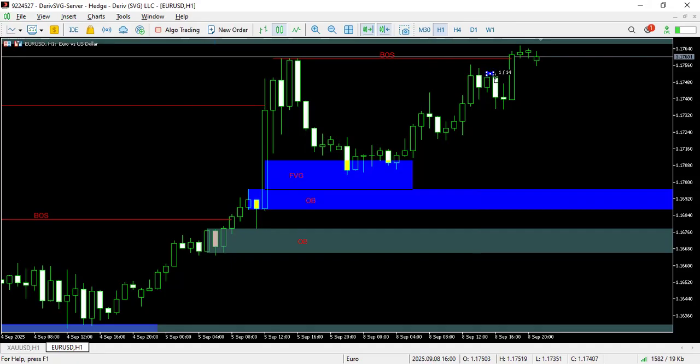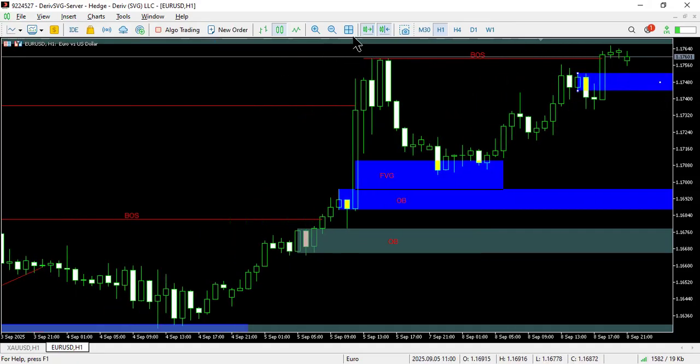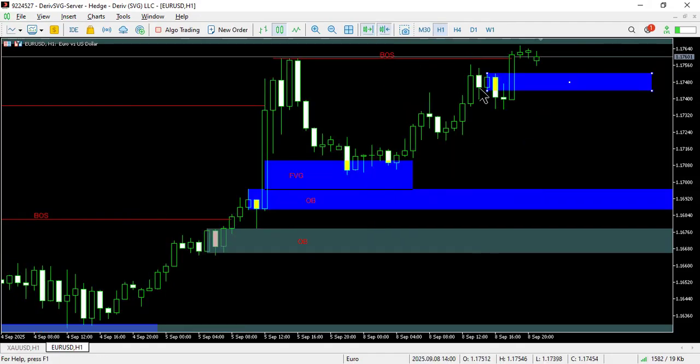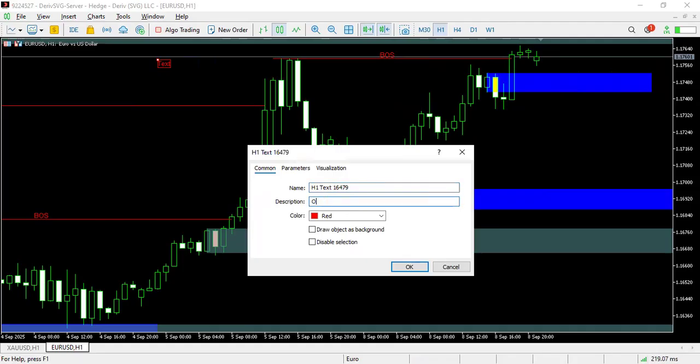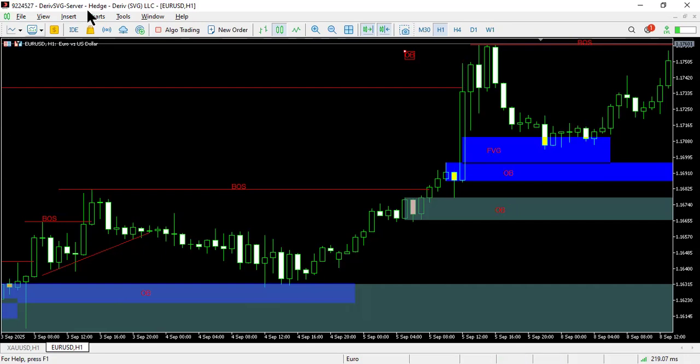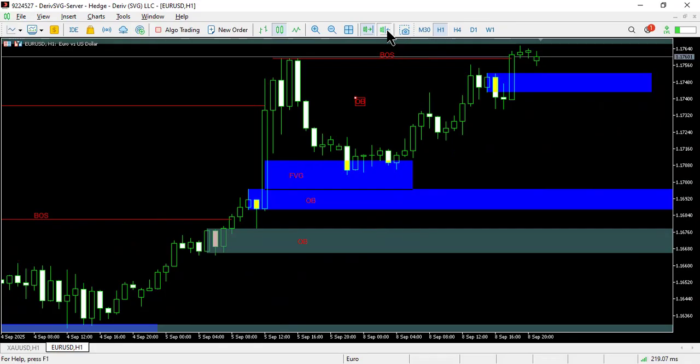And then our order block. That is our order block right there. That is our order block. So that is there. That is the order block. So that is the order block which caused that break of structure.